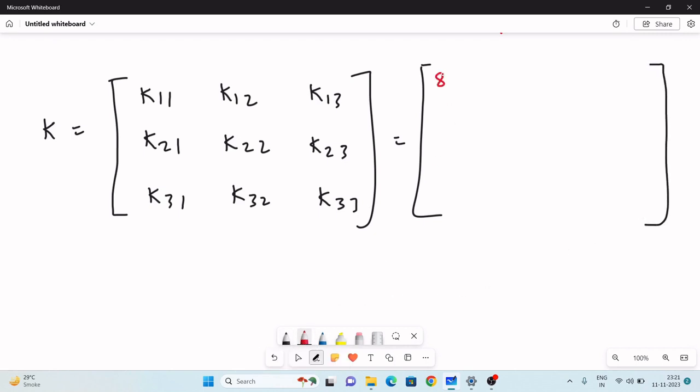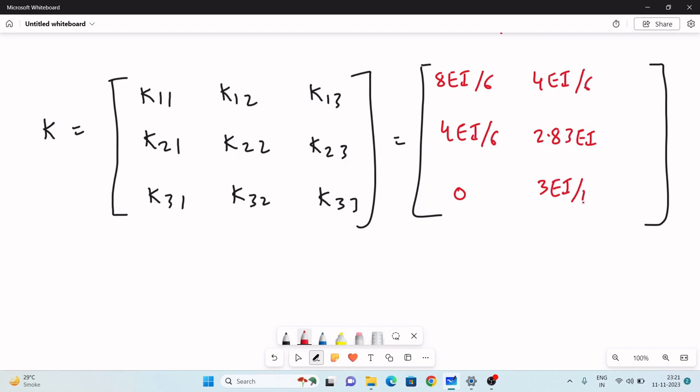K11 is 8EI by 6. K21 is 4EI by 6. K31 is 0. K12 is 4EI by 6. K22 is 2.83 EI. K32 is 3EI by 4. K13 is 0. K23 is 3EI by 4. K33 is 6EI by 4. So this is the stiffness matrix that we have developed.